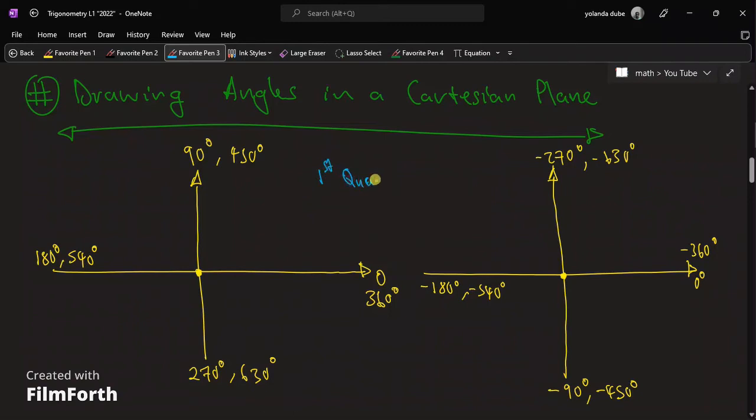So this here is called the first quadrant, and this here is called the second quadrant, and this here is called the third quadrant, and this here is called the fourth quadrant. Even here, same thing: first, second, third, fourth. The labeling of quadrants always goes counterclockwise in that direction. So one of the things that you can be asked in mathematics is you can be given an angle and then they say represent that angle in a Cartesian plane.